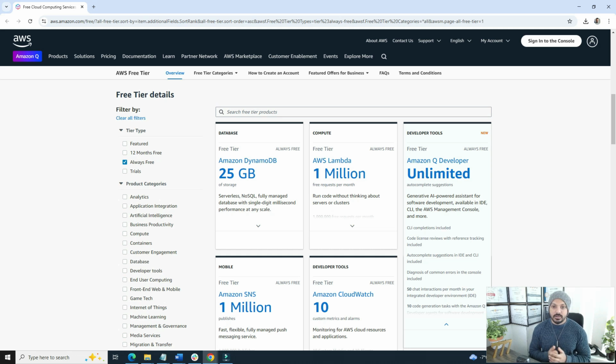Then under compute, we do have Lambda. Lambda is used for serverless architecture. If we have some code we want to run in a serverless environment, we can use it. And under Lambda, we're getting 1 million free requests per month, which is massive.